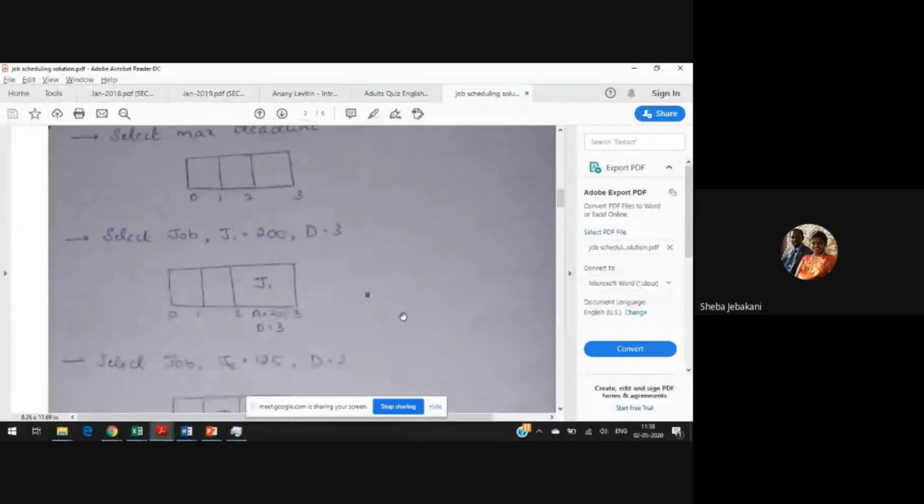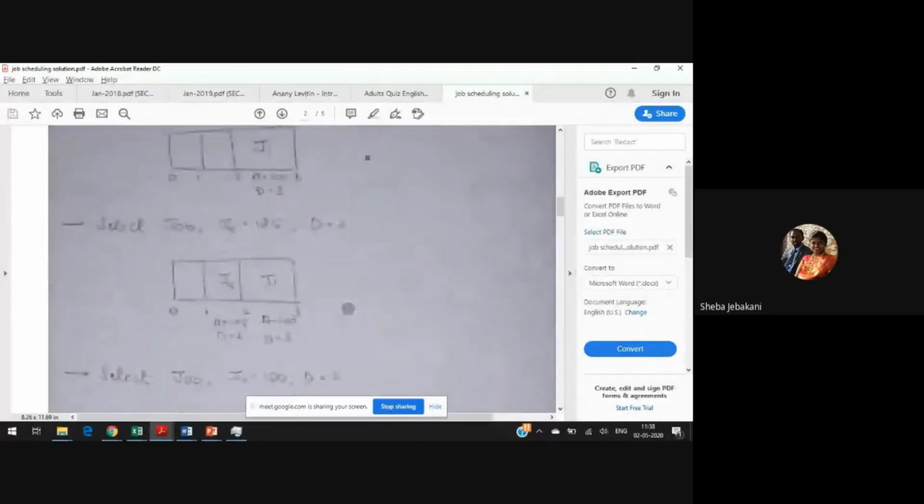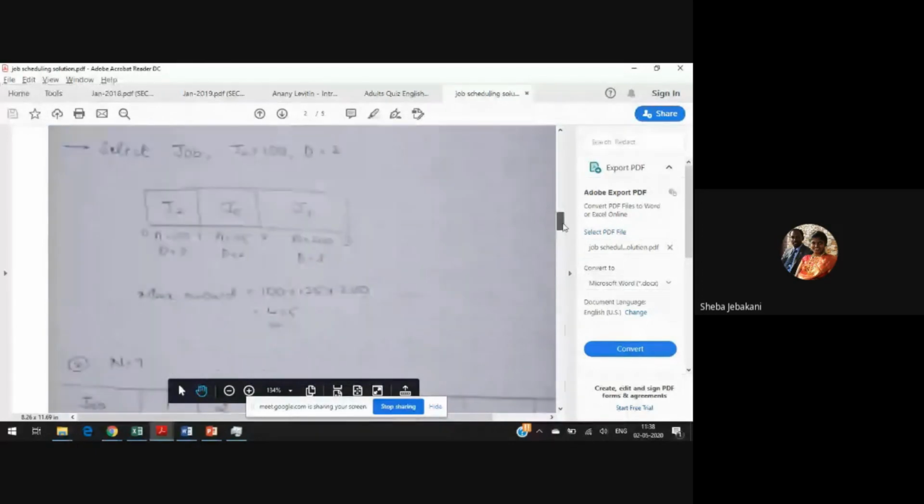So when you come to the second one, it will become 200 plus 125, that is the profit earned. You'll have to write it over here. So this way you'll have to do it for each and every step of your job scheduling, and finally you'll write what is the maximum profit earned. Okay, so please follow these steps. If you miss these steps, you basically tend to lose marks.